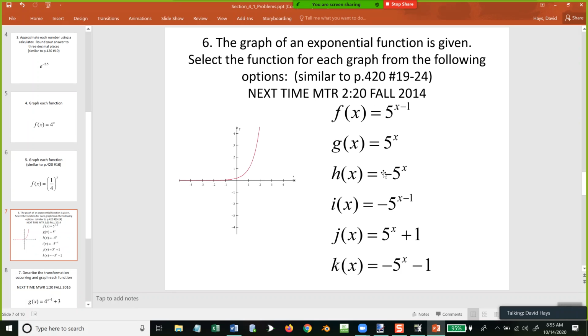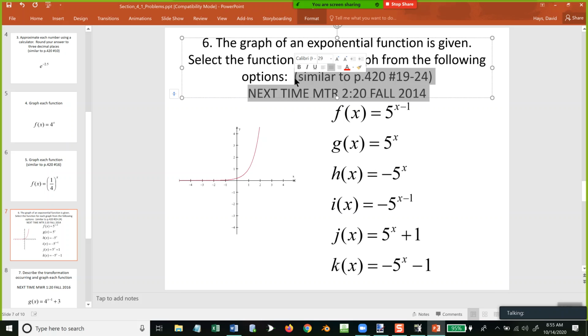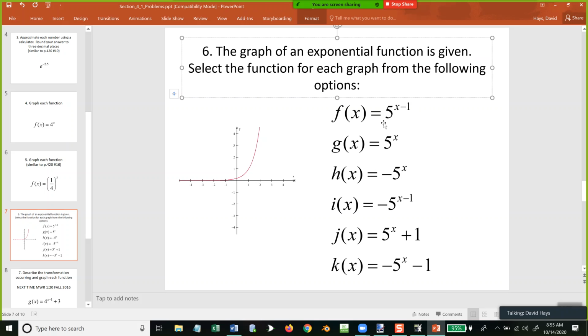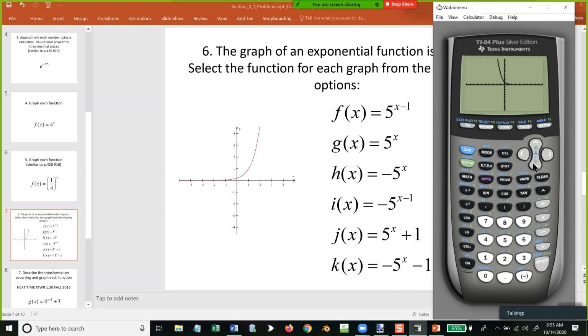Now in this problem, the graph of an exponential function is given. Select the function for each graph from the following options. We're trying to match the graph to the function. Now if I graph g of x, that's my basic function. So if I press y equals, clear, you get bored with these graphs as they look all the same, because that's the nature of exponential growth.